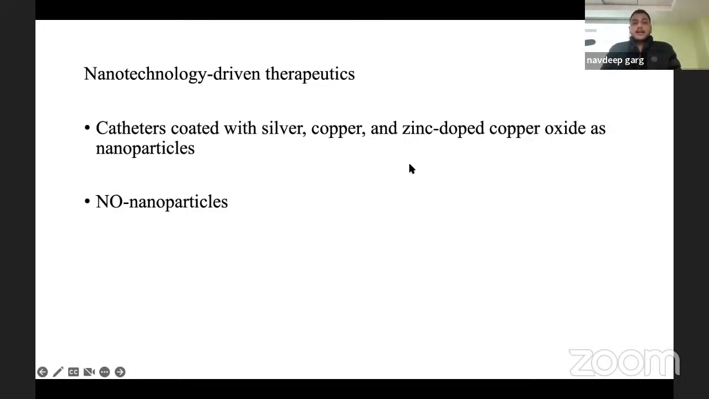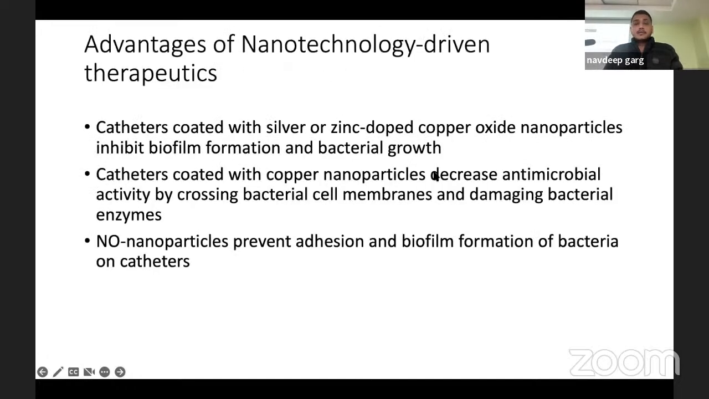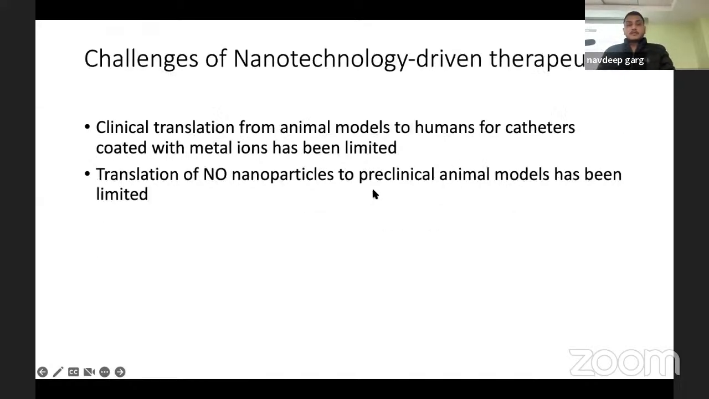zinc doped copper oxide nanoparticles, as well as the nitrous oxide nanoparticles. The advantages here are that catheters coated with silver or zinc doped copper oxide nanoparticles inhibit biofilm formation. The catheters, if coated with copper nanoparticles, increase the antimicrobial activity by crossing the bacterial cell membranes and damaging the bacterial enzymes. And if we are using the nitrous oxide nanoparticles, it can prevent adhesions and biofilm formation.